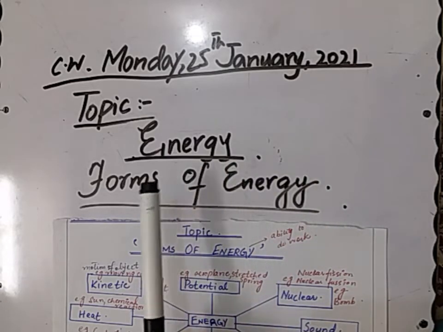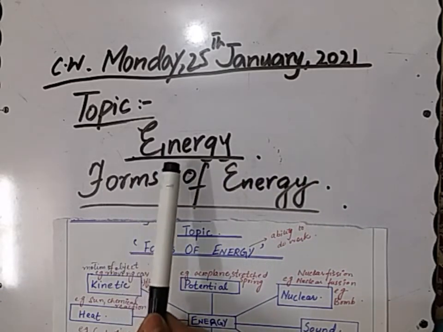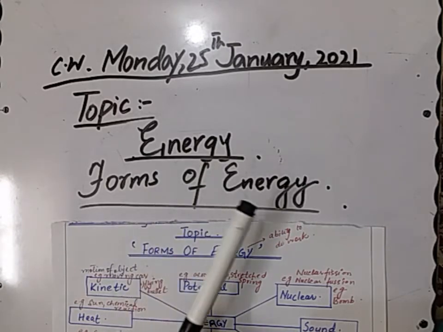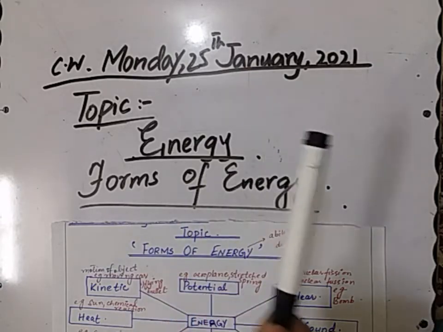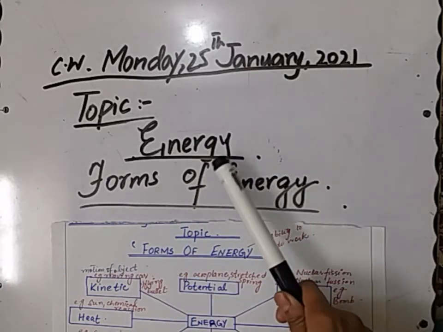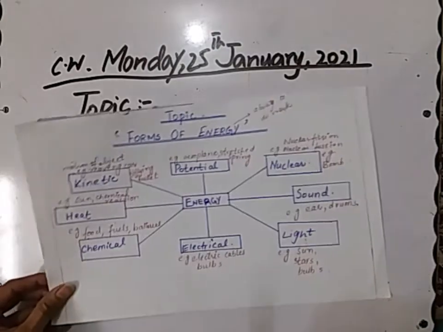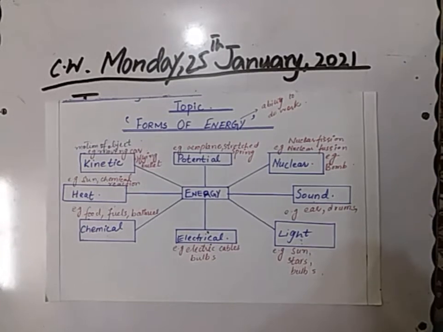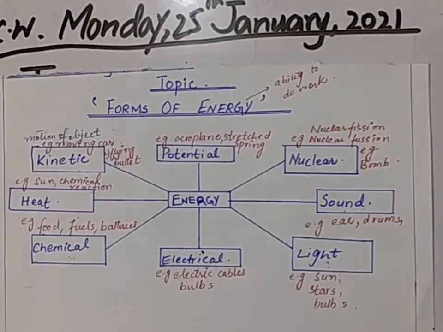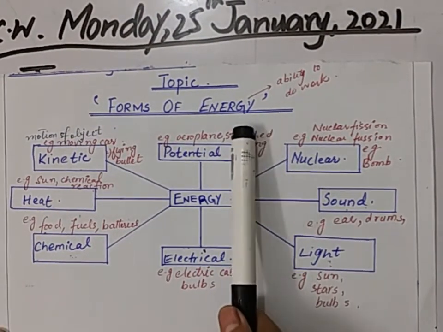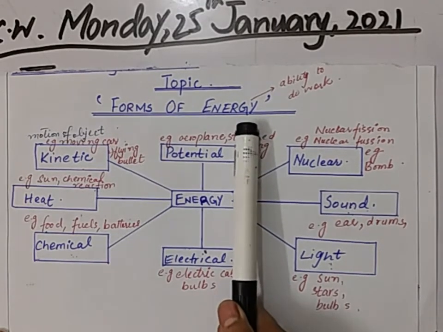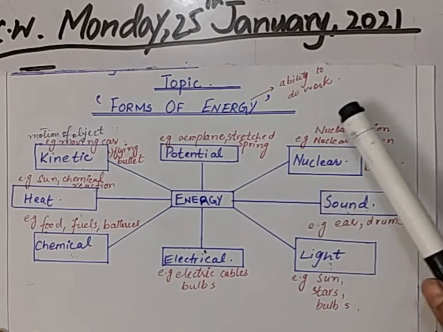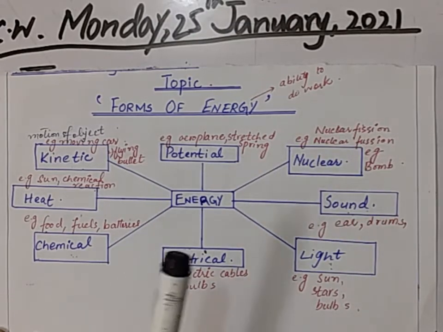Students, today we will do our chapter Energy and we will draw the diagram that is forms of energy. Students, first of all, what is energy? Here I have drawn a diagram which is included in your syllabus, forms of energy. First of all, what is energy? Students, energy is needed to do work. So we define energy as the ability to do work.